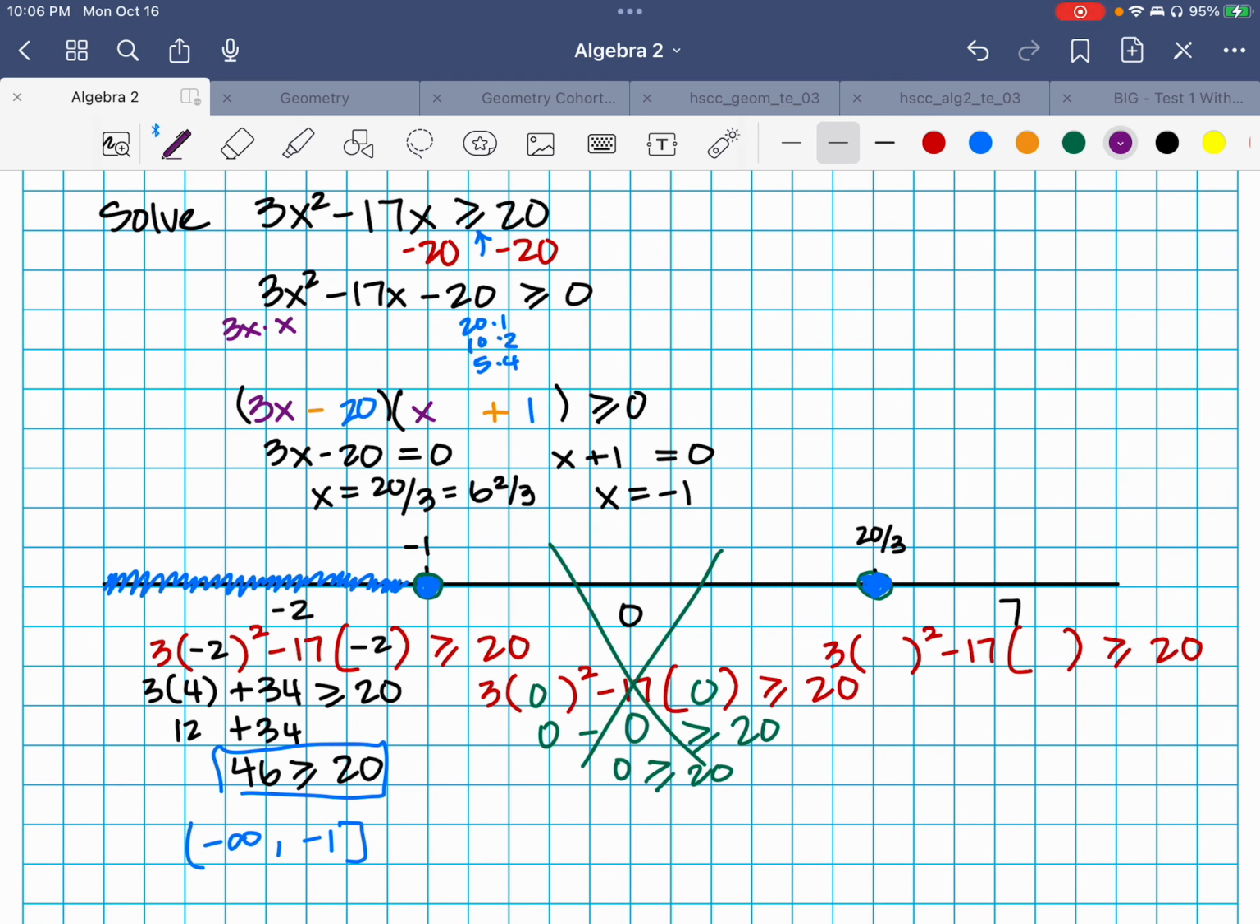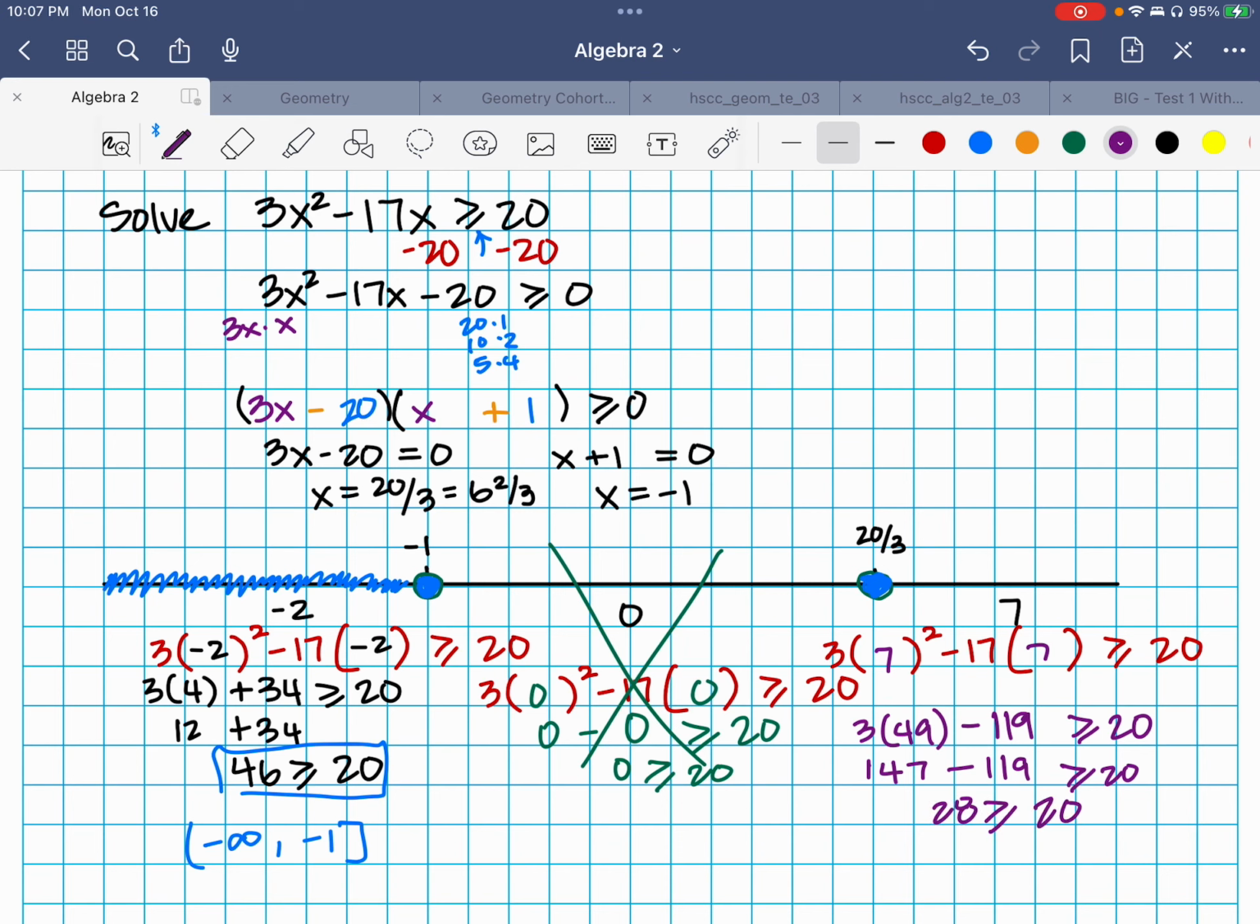Then I'm going to go ahead and test 7. So we're going to plug 7 into that inequality right there. So we get 3 times 49 minus 17 times 7, which is 119, I believe, minus 119 is greater than or equal to 20. 70 plus 49, yeah, that seems right, 119. And then 3 times 49 is going to be 147. Take away 119 is greater than or equal to 20. 147 take away 119, oh, mental math, 28. 28 is greater than or equal to 20.